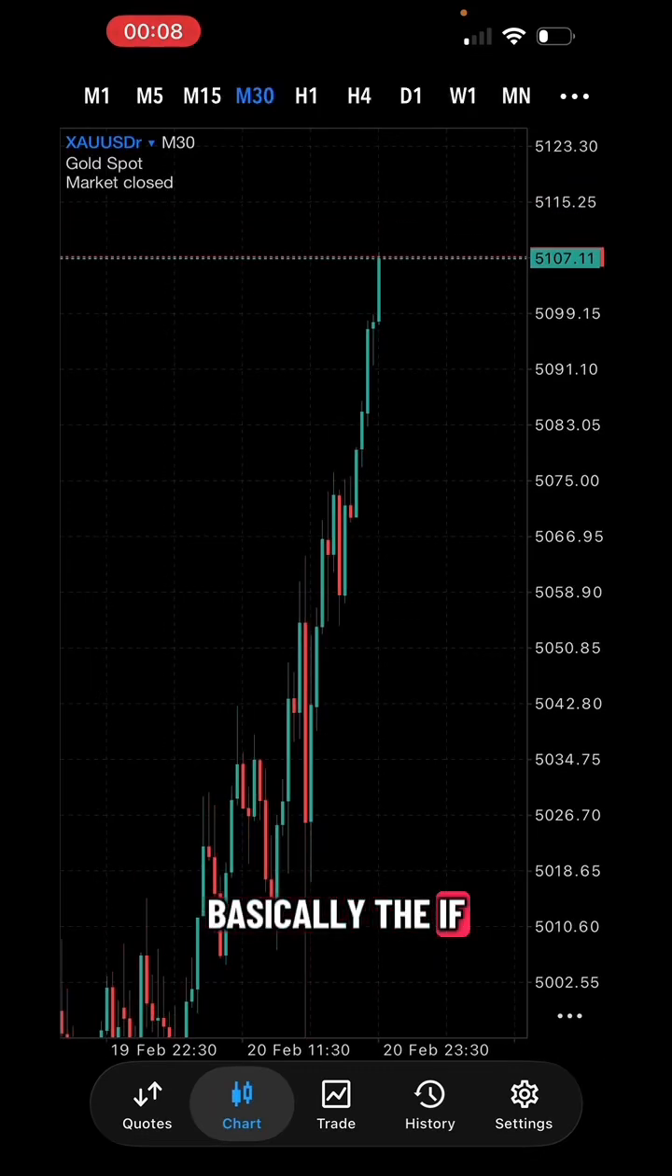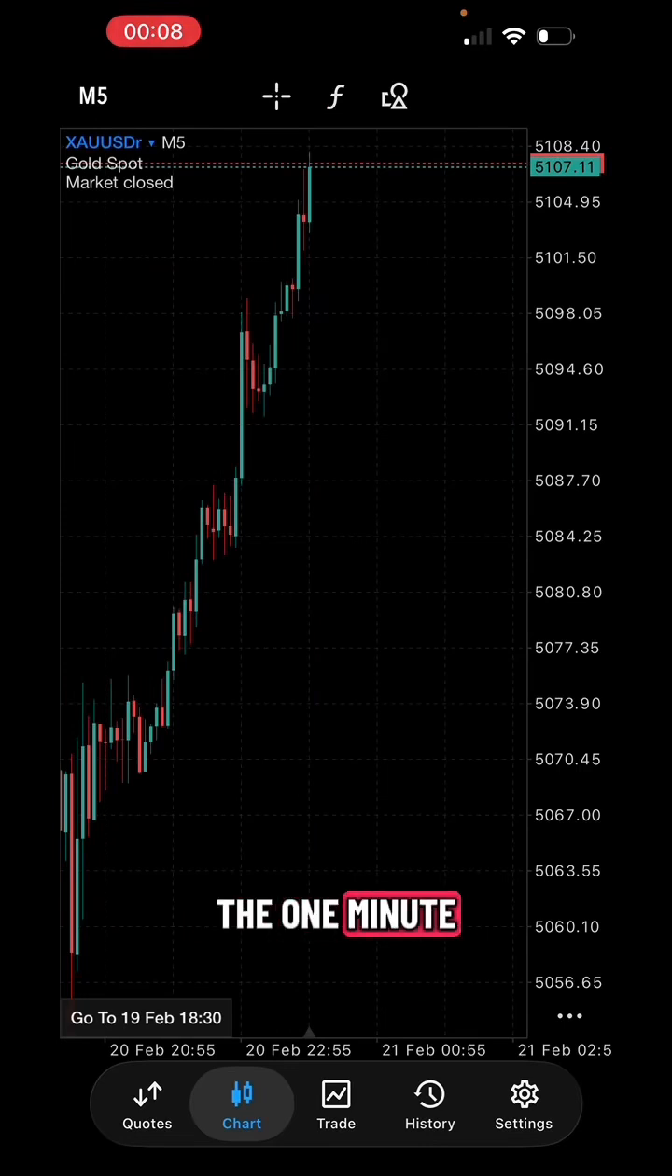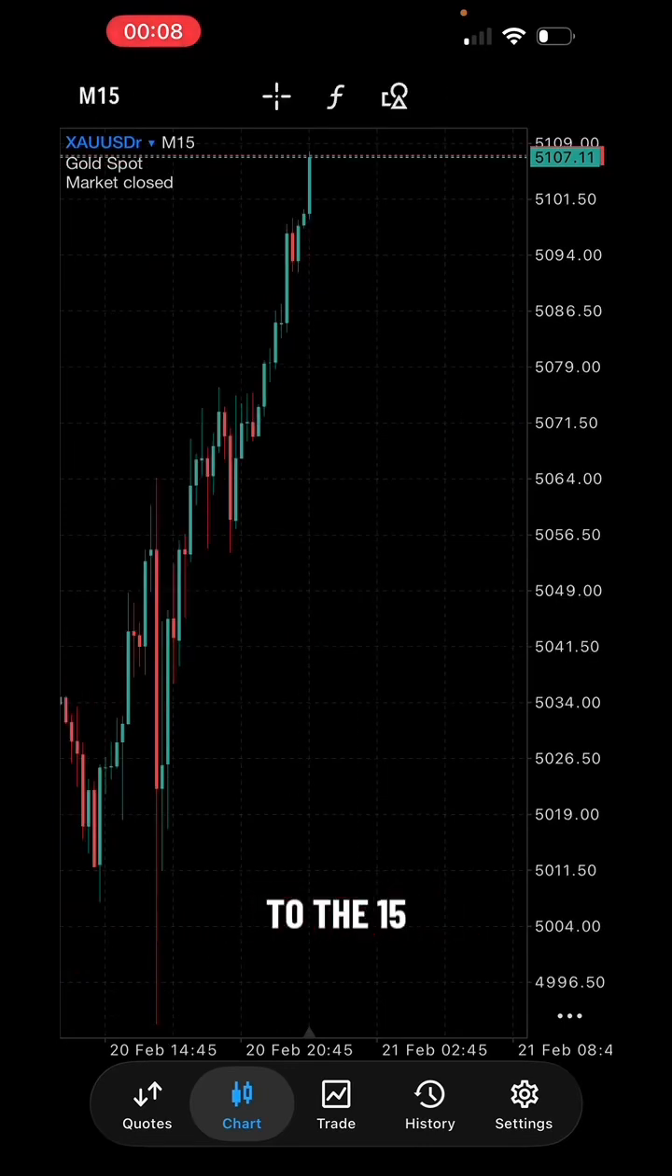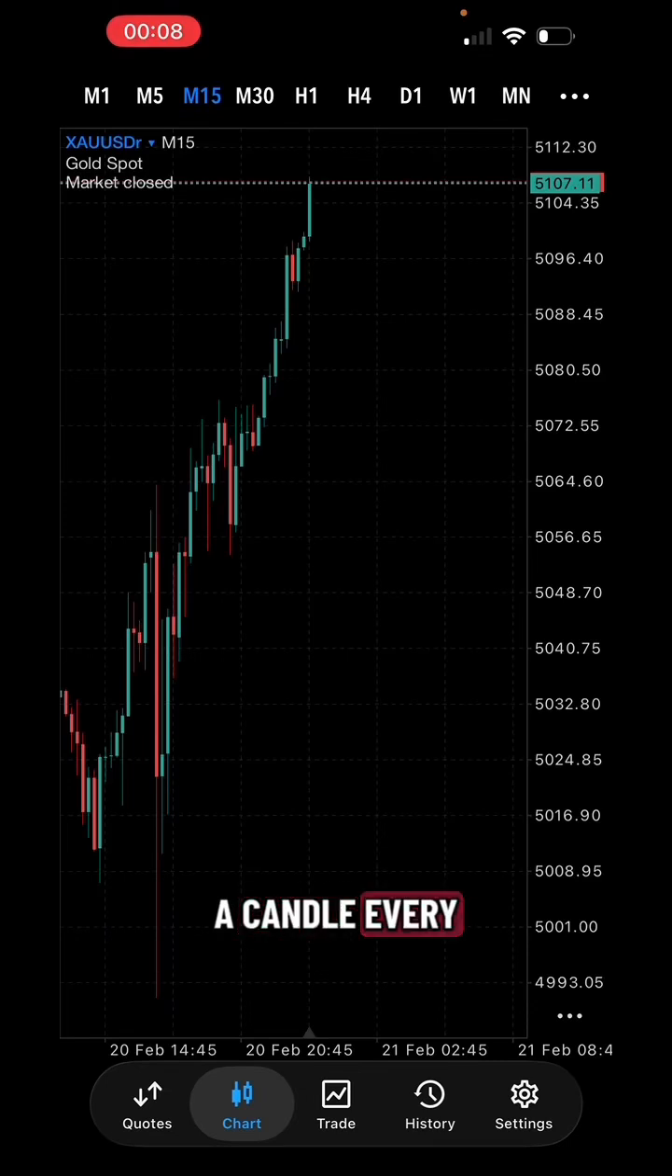Basically, if you switch over to the 5 minute, just like the 1 minute, but instead now it's gonna be a candle every 5 minutes. Same way if you go into the 15 minute, it's gonna be a candle every 15 minutes.